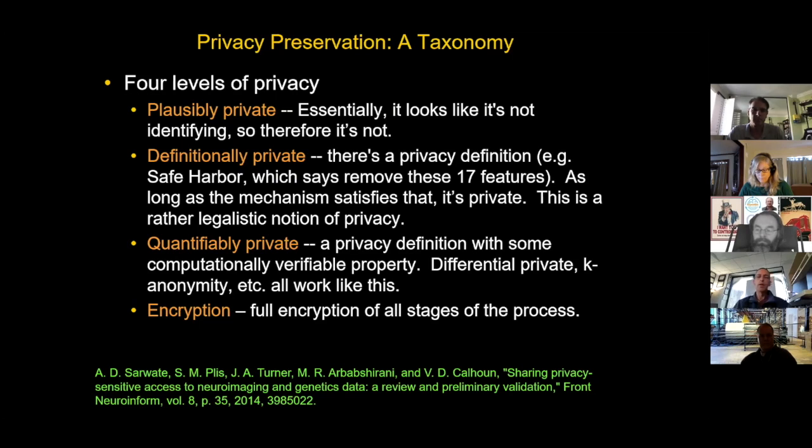Quantifiably private would be a computational method like differential privacy, where you're adding noise to or obscuring the data, and then you're denoising it when you compute a result from it, and you can quantify this in these methods. The more the method gets used, the less private it becomes. It's a leakage measure, so there's a privacy budget, things like that. And then encryption would be like bank-level encryption at all stages, which would be the most private.